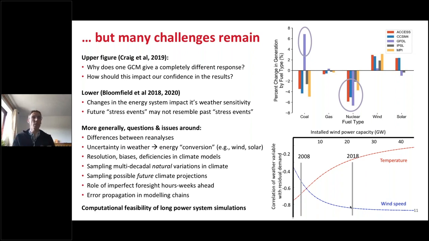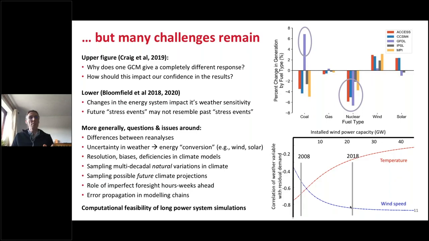The fluctuations in climate on decadal timescales are very difficult to sample. How do we sample possible future climate projections? There's a whole issue around imperfect foresight. How predictable are we? The prediction of what the weather is going to do a day ahead, and how that feeds into the planning of the power system, is something that hasn't really been dealt with.